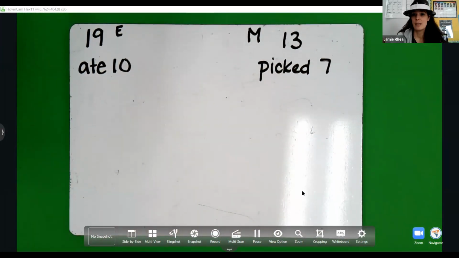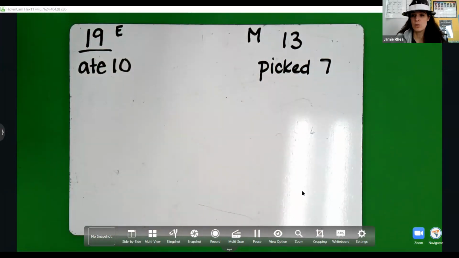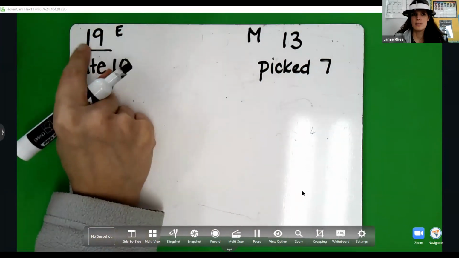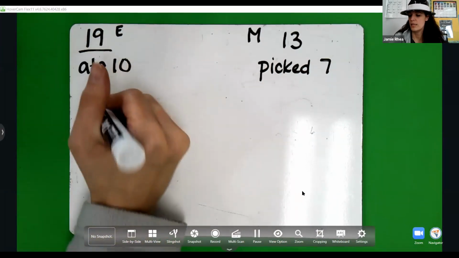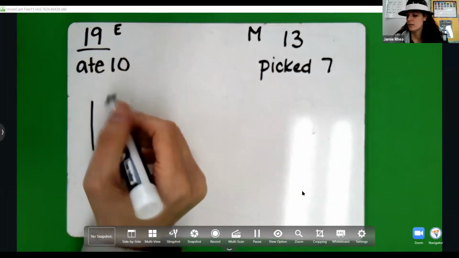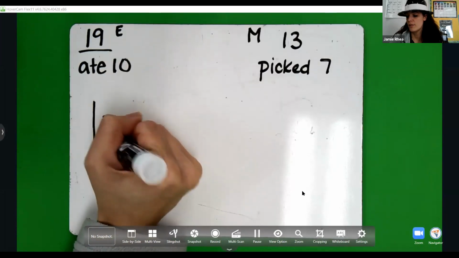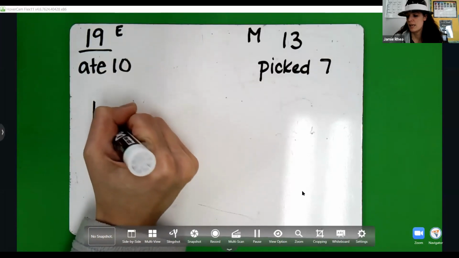So let's make a problem with a picture, okay? Let's draw out 19 with 10s and 1s. I'm going to do quick 10s. How many 10s in 19? 1 10. And how many 1s? 9. So we have 1, 2, 3, 4, 5, 6, 7, 8, 9.